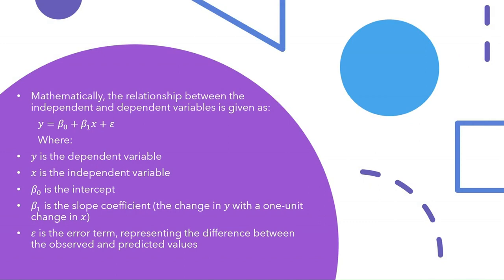Mathematically, the relationship in linear regression between independent and dependent variables is given as y equals beta naught plus beta 1 x plus epsilon, where y is the dependent variable, x is the independent variable, beta naught is the intercept term, beta 1 is the slope coefficient, that is the change in y with a 1 unit change in x, and epsilon is the error term representing the difference between the observed and predicted values.